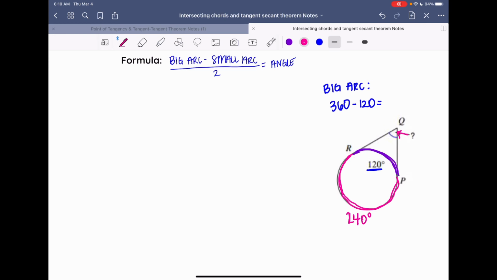So now I have a big arc and a small arc that I can plug into my formula. My big arc is 240 minus my small arc, which is 120 degrees, divided by 2 gives me my angle measure. So 240 minus 120 is 120 degrees. Then I take half of that, and my angle is 60 degrees. So this little guy is 60 degrees. Hope this helps.